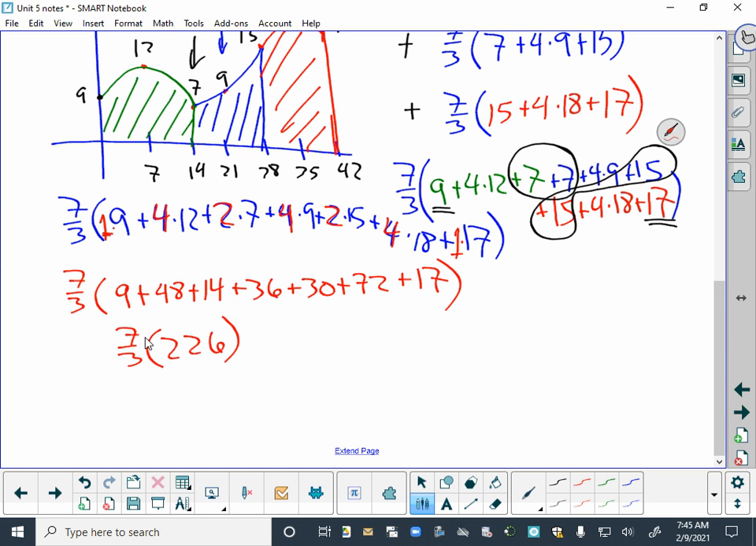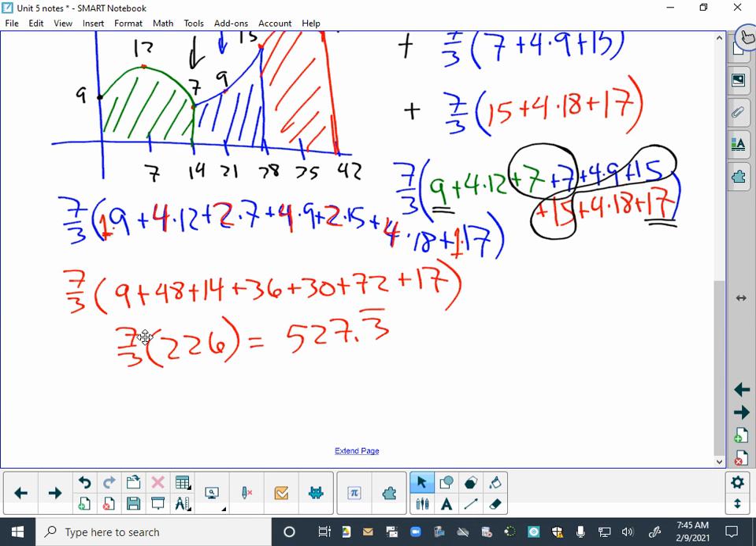Which is not divisible by 3, but certainly we multiply things by 7 there, and we'll get an approximation. 7 times 226, divided by 3, we're going to say that's about 527.3 is our approximation for the area under the curve given by those points. Now, if I actually had a function that I could generate actual function values, I would be able to check and see how close Simpson's rule gets.